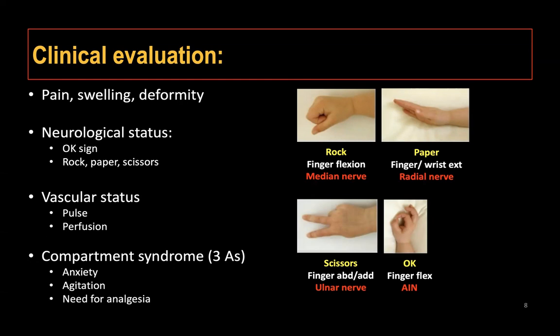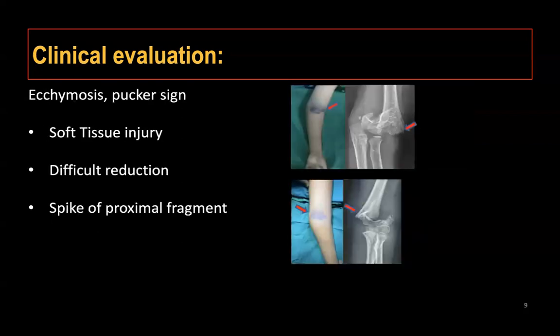Additionally, keep a close watch for compartment syndrome. In children, compartment syndrome or impending compartment syndrome can be identified by looking out for three A's, namely anxiety, agitation, and increasing need for analgesia. Additionally, you have to look for an ecchymosis or pucker sign.